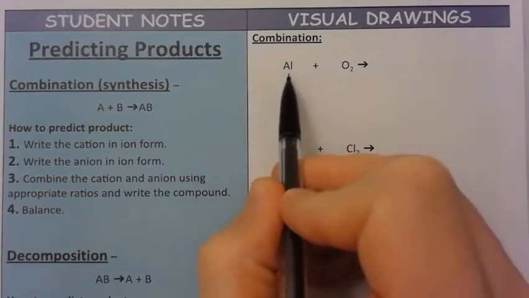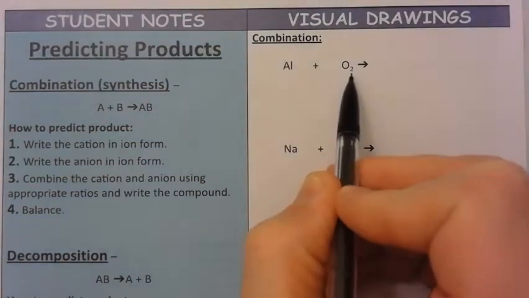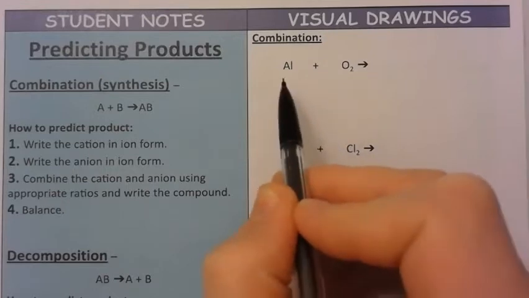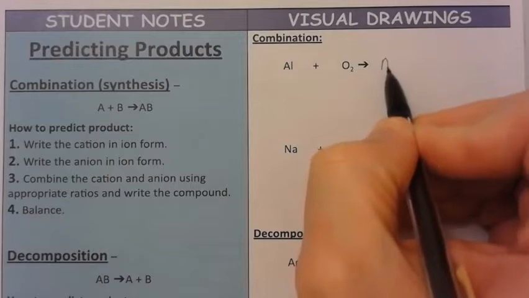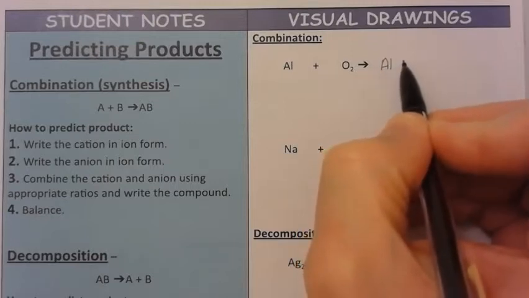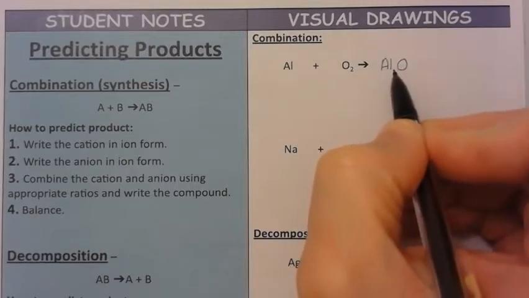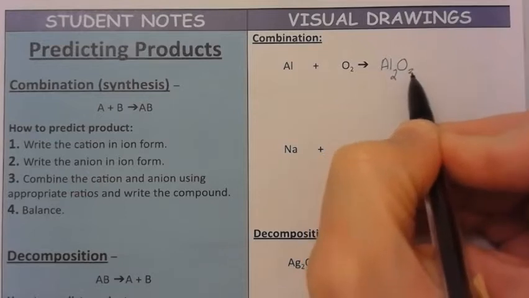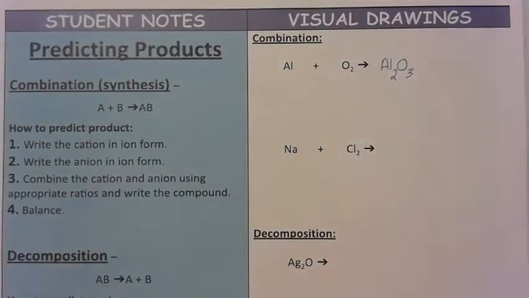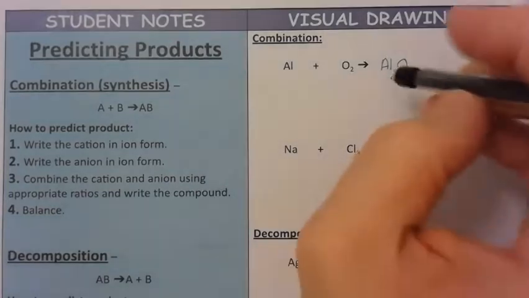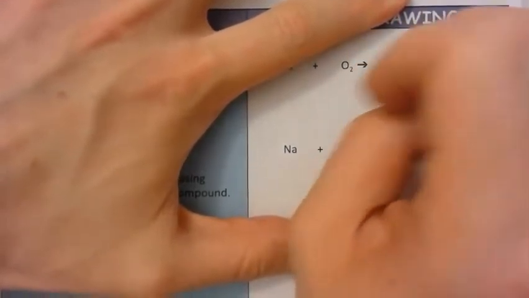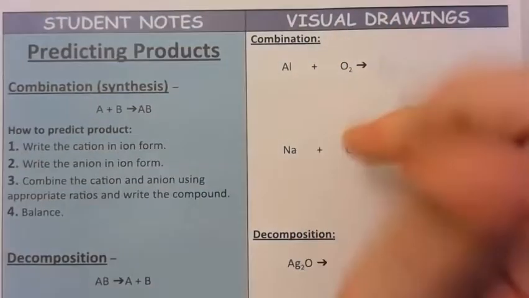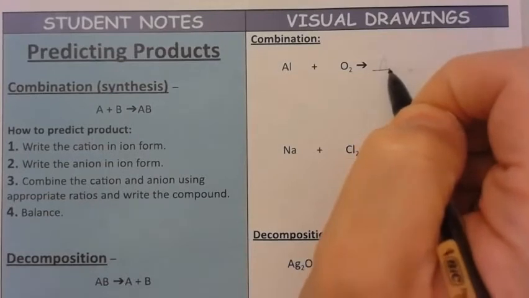So we're going to combine the cation and anion using the appropriate ratios based on their charges. Right now we've got aluminum and oxygen as elements, and they have a charge of 0. But when aluminum as a +3 ion and oxygen as a -2 ion combine together, they form Al2O3. And actually, I already made a little mistake here, because the last step of this whole process is to balance the reaction, and I didn't leave myself any room to write a coefficient.